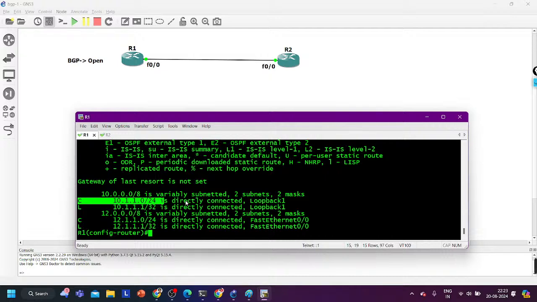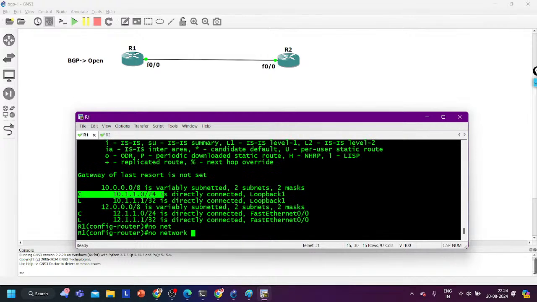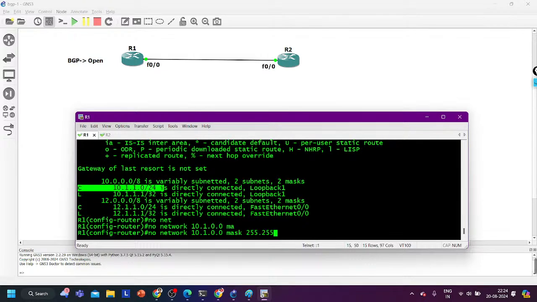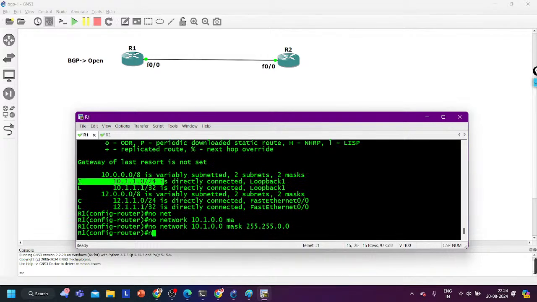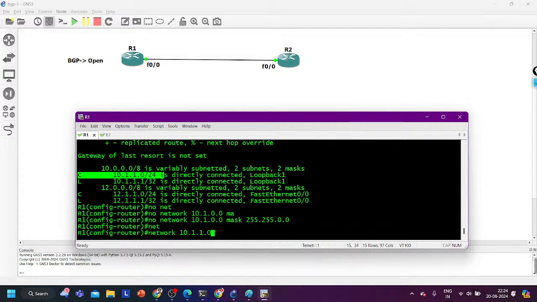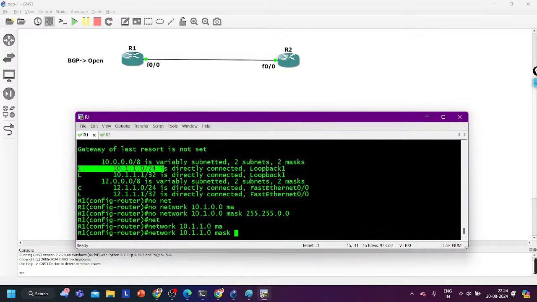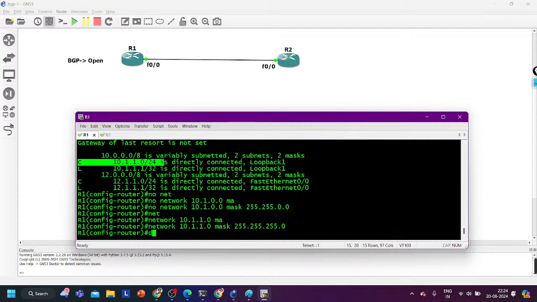In BGP, whatever network you are advertising, make sure that network is present in the local routing table with the same subnet mask, right? So here I am going to remove this command, no network 10.1.0.0 mask 255.255.0.0. Then network 10.1.1.0 mask 255.255.255.0. Now do show ip bgp.